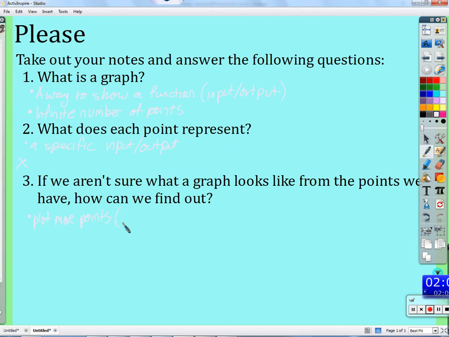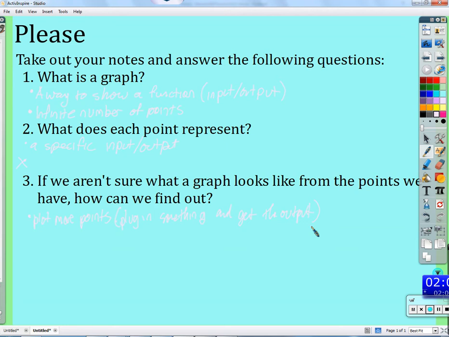So plot more points. Plug in something for X and get the output, and plot a point. And there it is. You plot more and more and more points. And if you keep plotting all of the points, which is impossible because there's an infinite number of points, then the graph will start to melt together and all the points will merge and become indistinguishable from one another, and you'll start to see this curve or this line take shape.